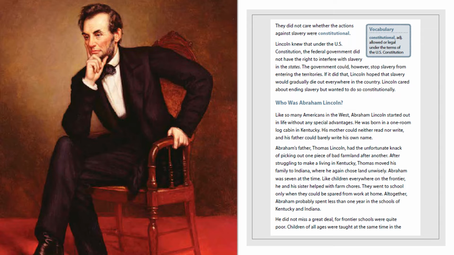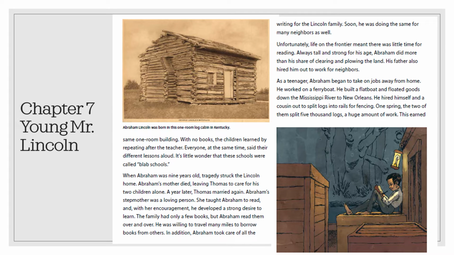Like children everywhere on the frontier, he and his sister helped with farm chores. They went to school only when they could be spared from work at home. Altogether, Abraham probably spent less than 1 year in the schools of Kentucky and Indiana. He did not miss a great deal, for frontier schools were quite poor. Children of all ages were taught at the same time in the same one-room building. With no books, the children learned by repeating after the teacher. Everyone at the same time said their different lessons aloud. It's little wonder that these schools were called blab schools.